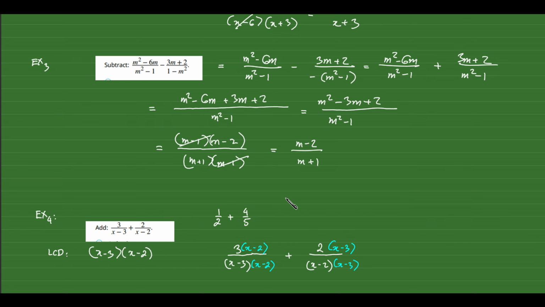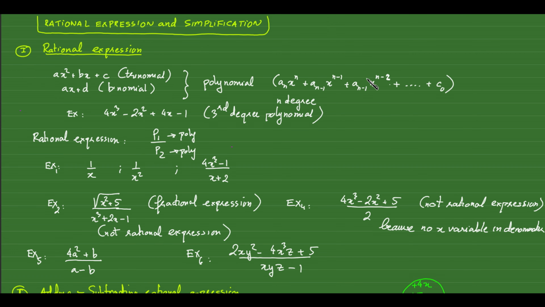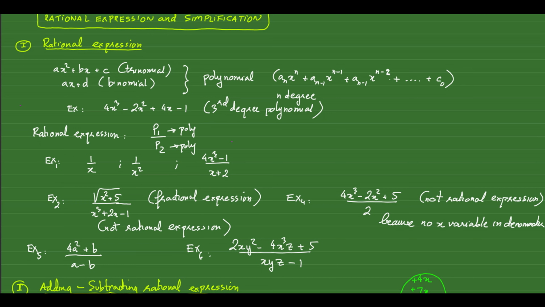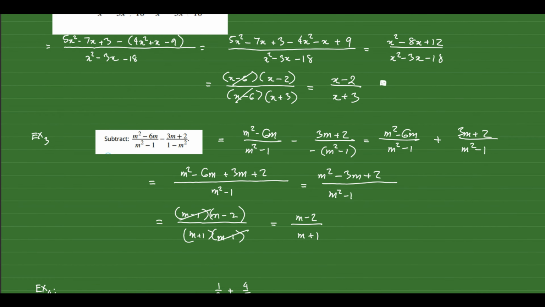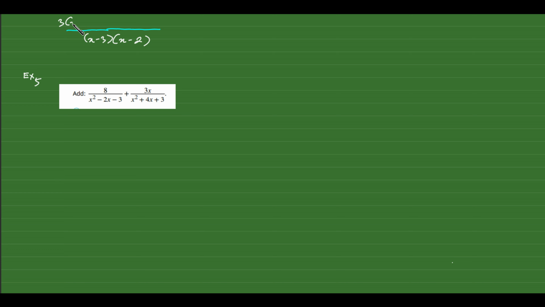Then we can go ahead and write as one denominator. Okay. Will be x minus 3, x minus 2. Let's see, I don't remember what it looks like. So over here will be 3x minus 2, and this is 2x minus 3. So 3x minus 2 plus 2x minus 3.